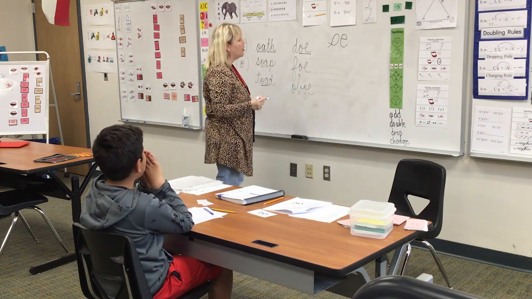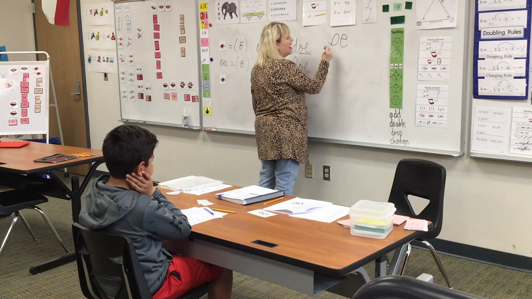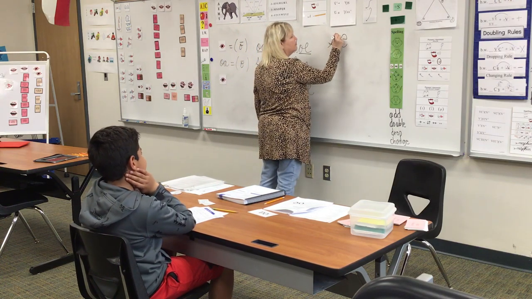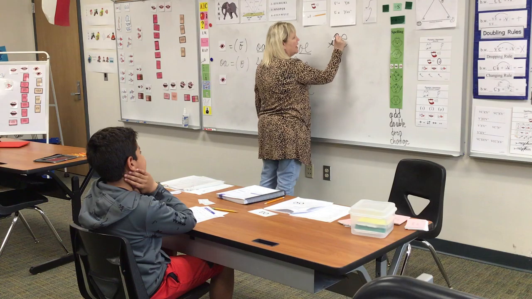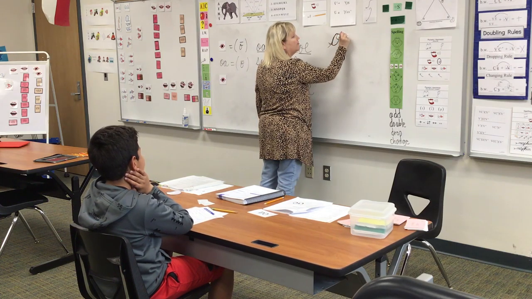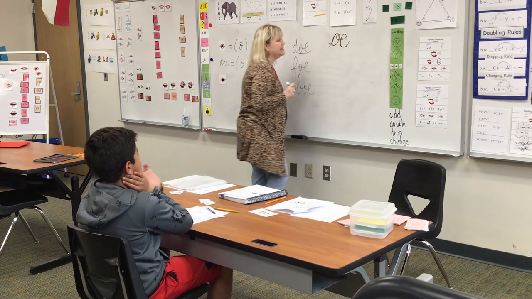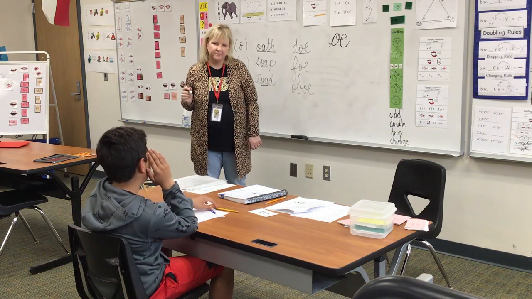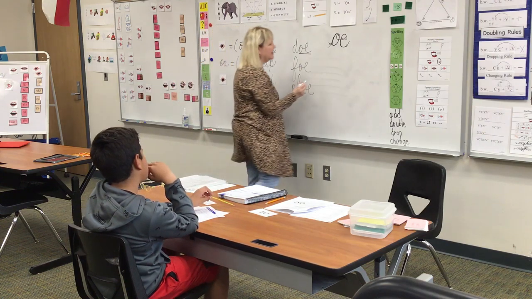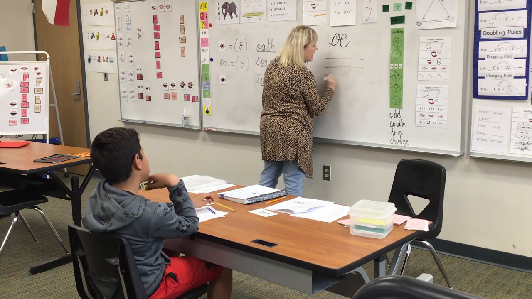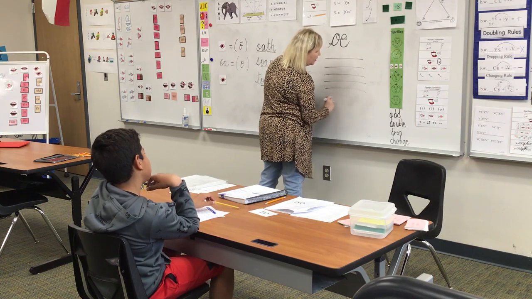So watch Miss Rock. Ready? Diagraph OE. Curve under, over, stop. Swing back around and close. Loop left, pull straight down, release. How does that fit? Good. That's a good fit. Let's look at diagraph OE on our lines.